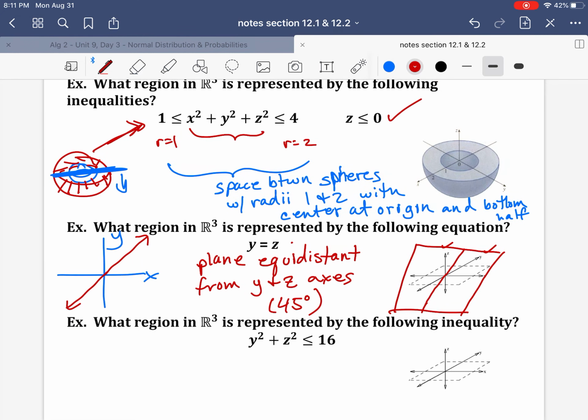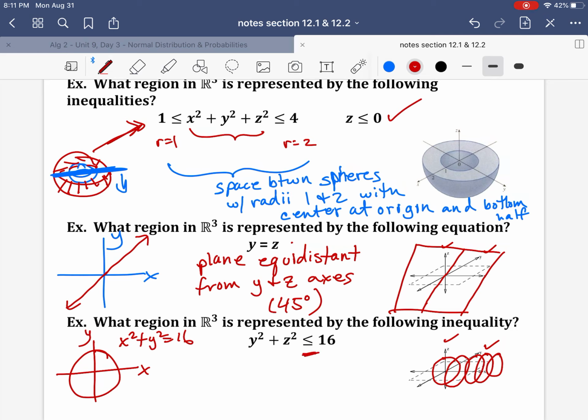All right, so the last one here says what region in R3 is represented by this inequality. So imagine you were in 2 dimensions and you had x squared plus y squared equals 16. You'd be like, okay, that's a circle with radius 4. Well, that's the same thing, it's involving the x and the y axis. This is involving the y and the z axis. So again, involving these two things. So it's kind of like a circular shape with radius 4 right there. But look, nobody mentions the x value. So the circle that I just drew has an x value of 0. Well, it's also a circle with an x value of 1, and a circle with an x value of 2, and 3, and 4.